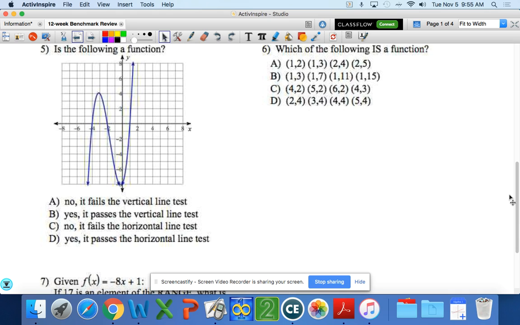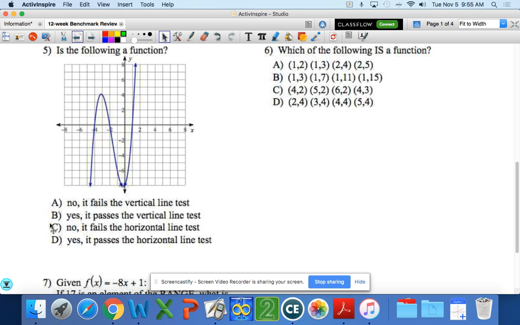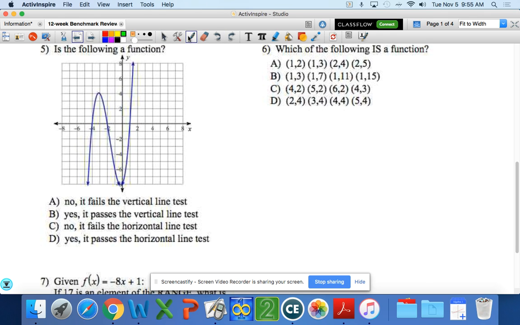Number 5 and 6 are just asking if something's a function. Is the following a function? Okay. We have to run what is called the vertical line test. There's no such thing as a horizontal line test. So I'm going to go ahead and get rid of a couple options to begin with. That one says horizontal line test. That one says horizontal line test.